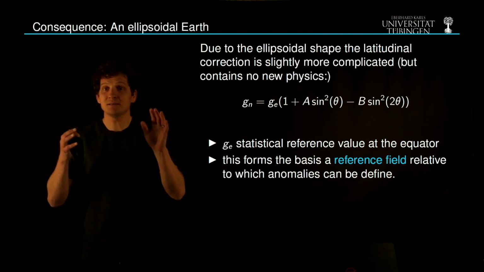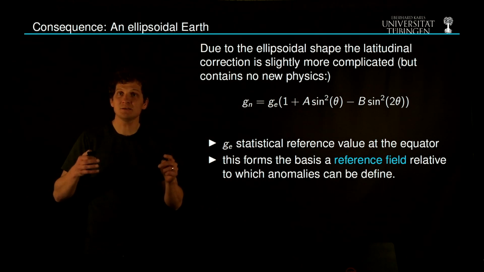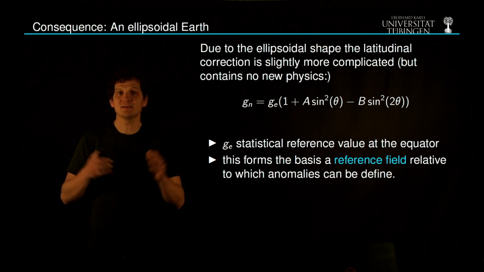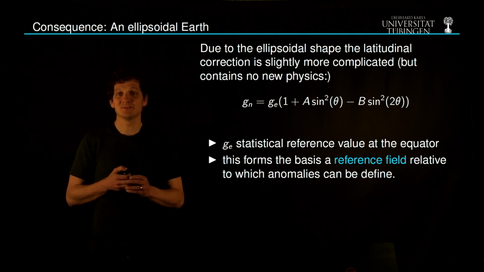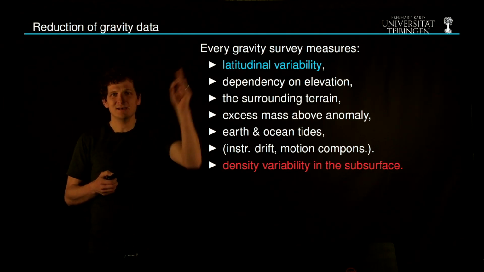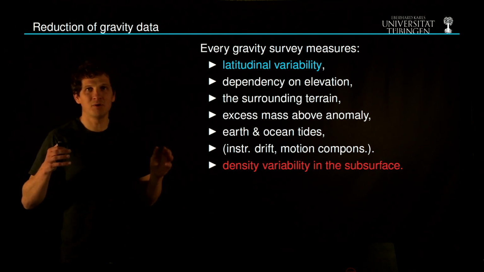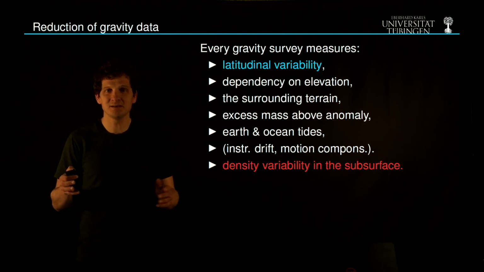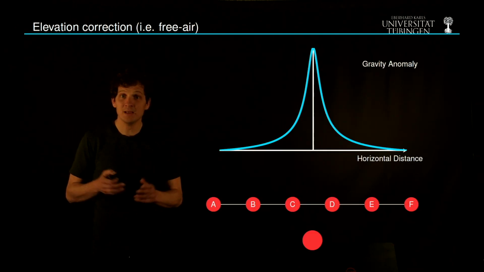And everything that deviates from this expression can be classified as an anomaly, and this is what we are in the end interested in. Okay, this is the latitudinal correction. What's next? It is the dependency on elevation.